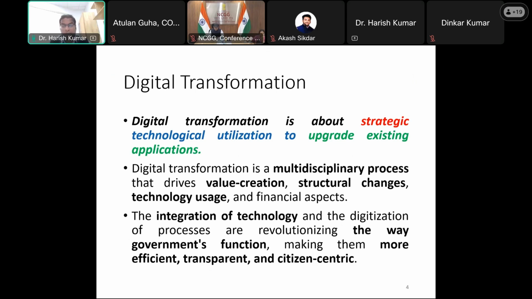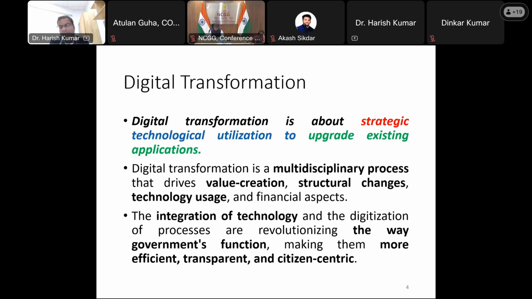Like in the case of the hand wash public utility, people were facing issues with the hand wash or hand soap, right? So understand the problem, understand the issues, and based on that, think about the upgradation of that existing application or create a new application for the public utility.